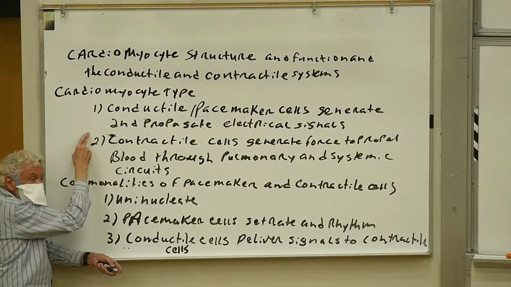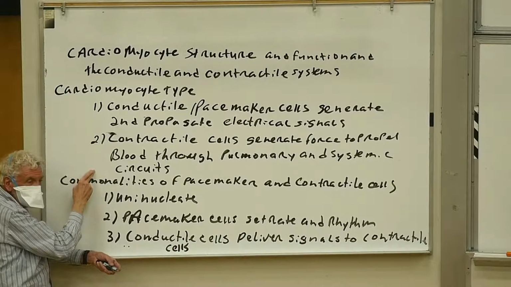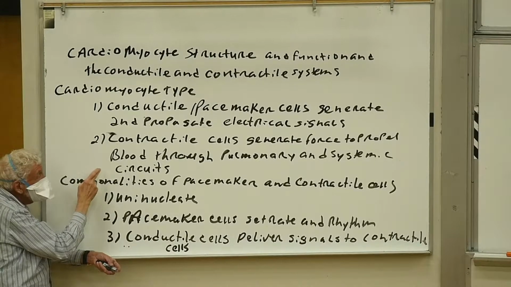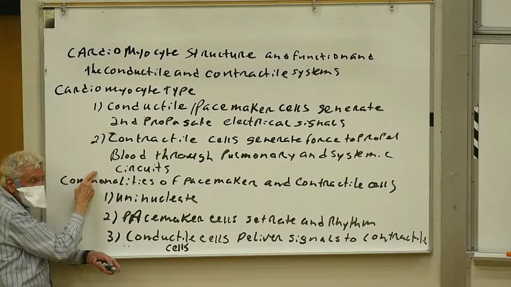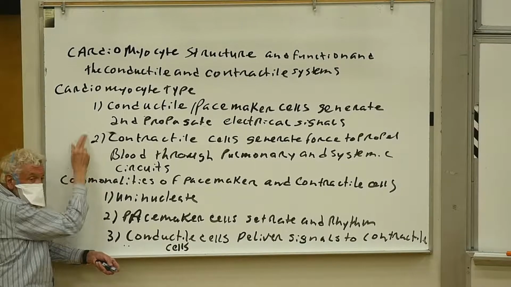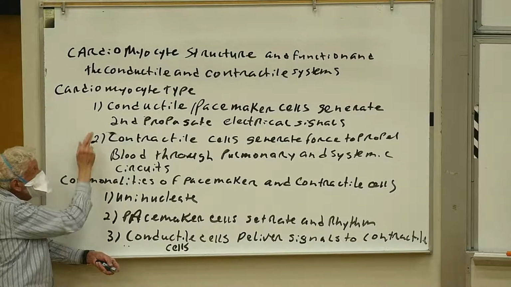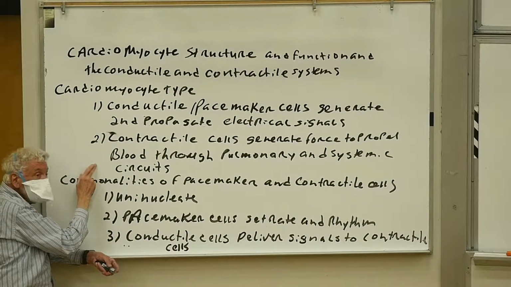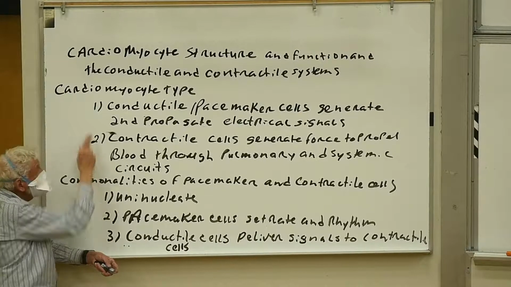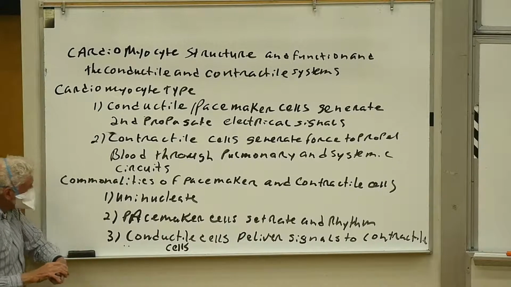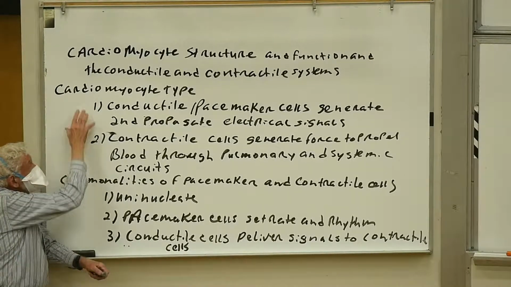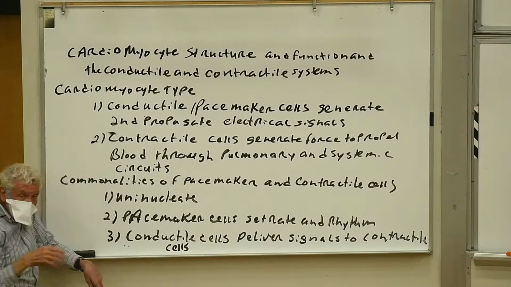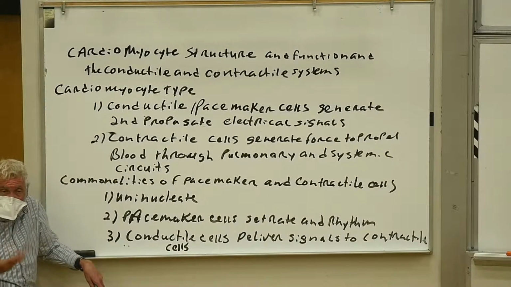Without the conductile system, there's no contraction. Without the contraction system, there's no force. So you need both of these systems working in concert. One to generate and propagate electrical signals, the other now to use the electrical signals to generate force. And we'll talk about these two cell types. We're going to see that these two cardiomyocytes have a lot in common, but there's some real differences as well.